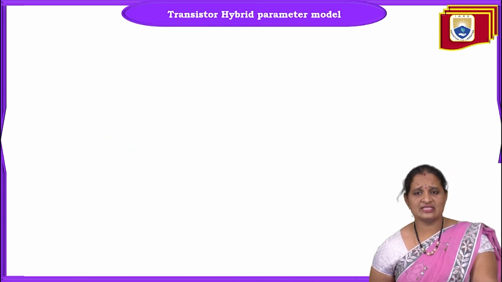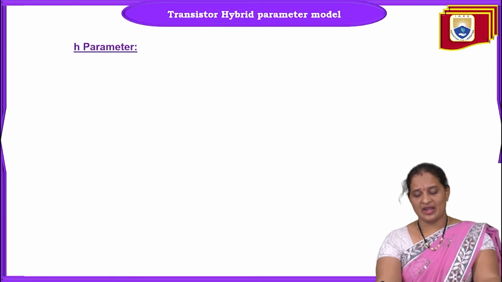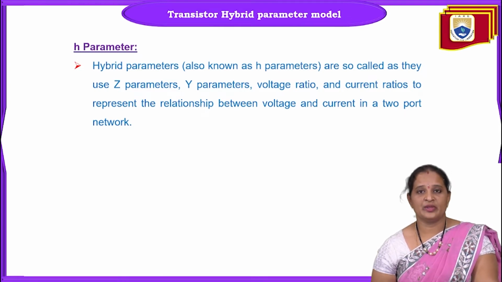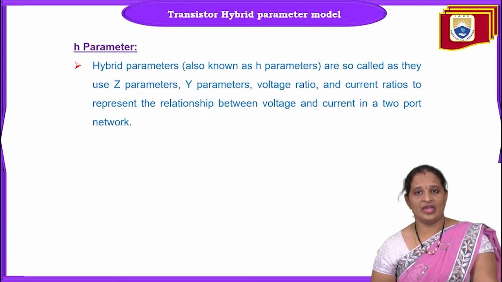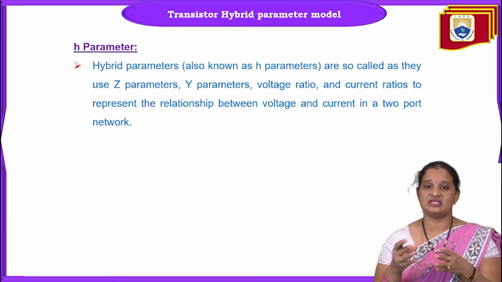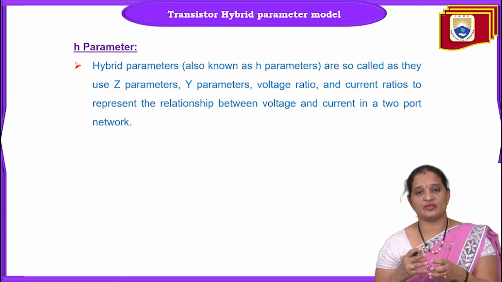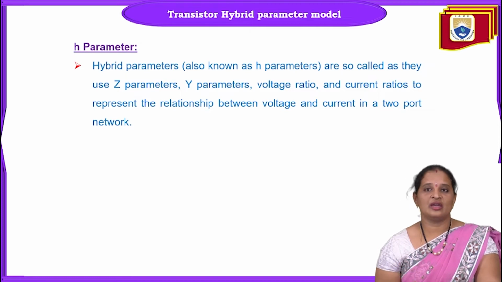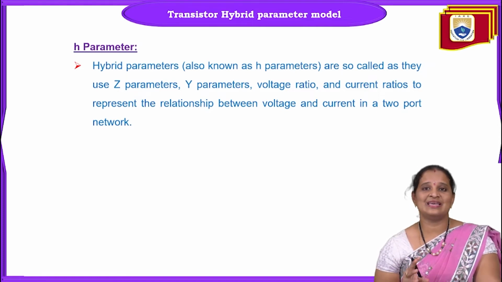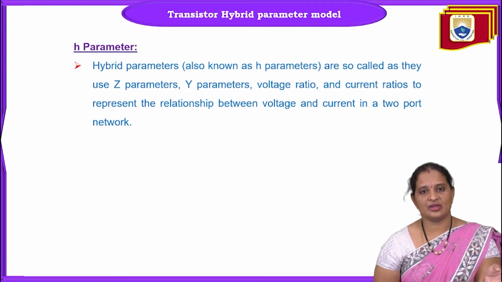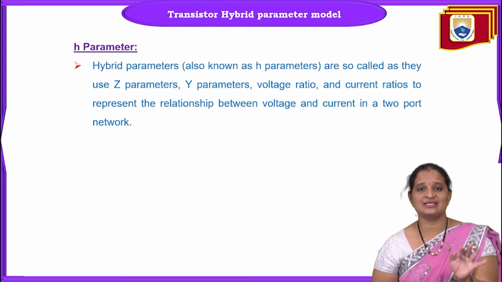So now let us see the H parameters. H parameters stand for hybrid parameters. Hybrid parameters are so called because they are a mix of Z parameters, Y parameters, voltage ratio, and current ratio. That means these are parameters which are a mix of impedance, admittance, and transfer ratio parameters, that is voltage ratio or current ratio. That is why we call them hybrid parameters. If you see the Y parameters, all the parameters have the same units, mhos, whereas for Z parameters, all 4 parameters have the units of ohms.